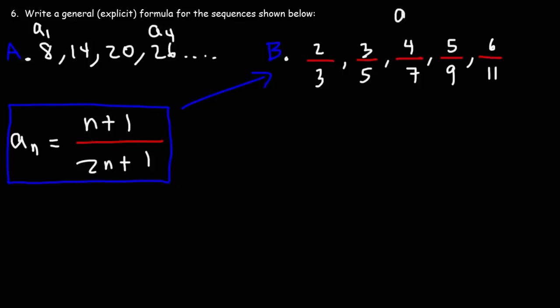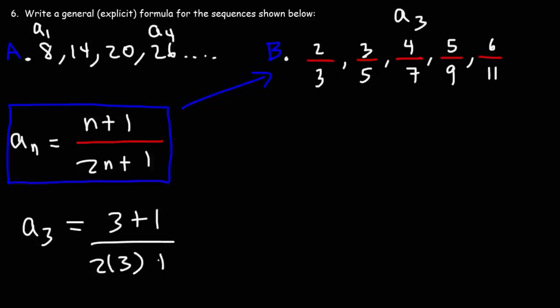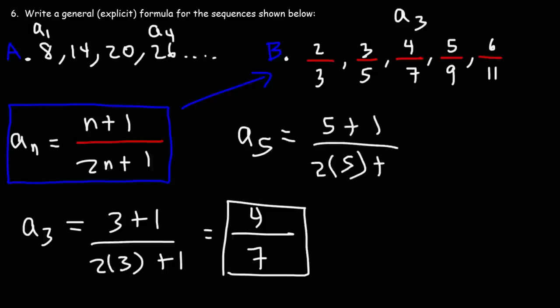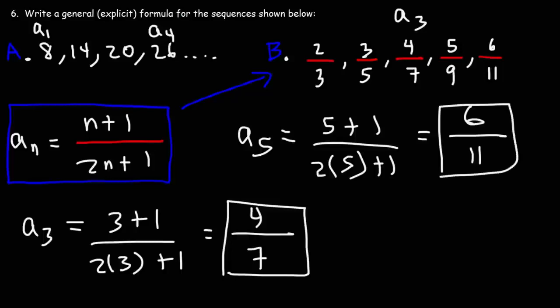Let's calculate the value of the third term. So let's replace n with 3. It's going to be 3 plus 1 over 2 times 3 plus 1. 3 plus 1 is 4. 2 times 3 is 6 plus 1, that's 7. So we get 4 over 7. If we wish to calculate the fifth term, it's going to be 5 plus 1 over 2 times 5 plus 1. 5 plus 1 is 6. 2 times 5 is 10 plus 1. That's 11.